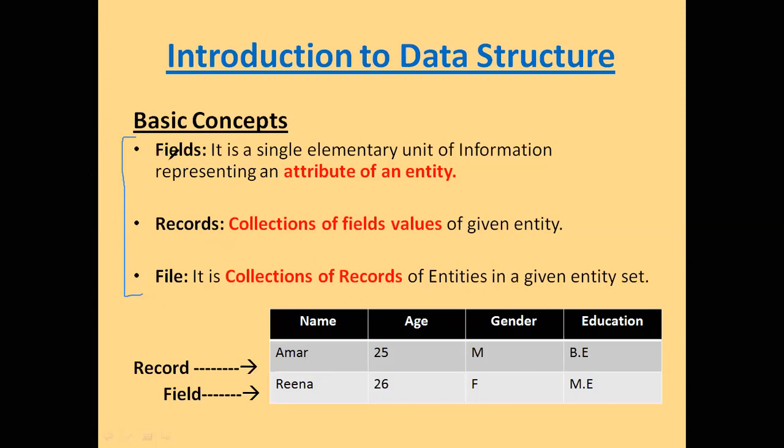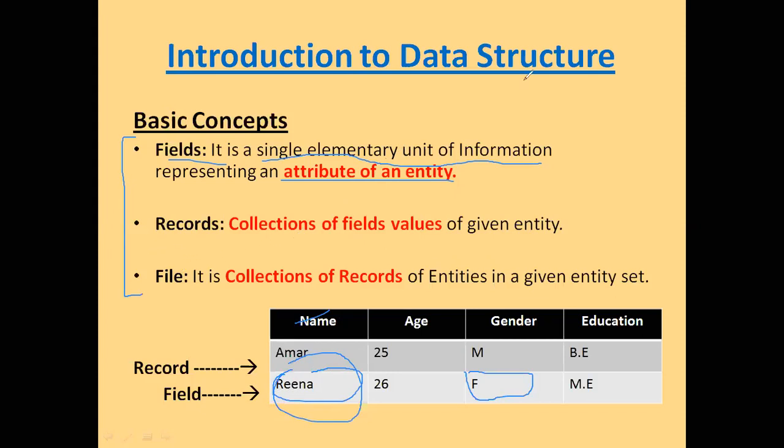Now, what is a field? A field is basically any area where we are storing information. It is a single elementary unit of information representing an attribute of an entity. This is the area where you can assign the values for the attribute of an entity. Simply, it is a storage area where you store something or assign the values to the attribute of the entity.